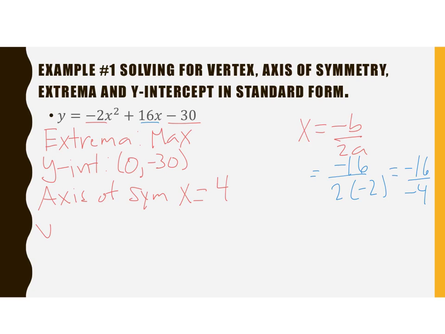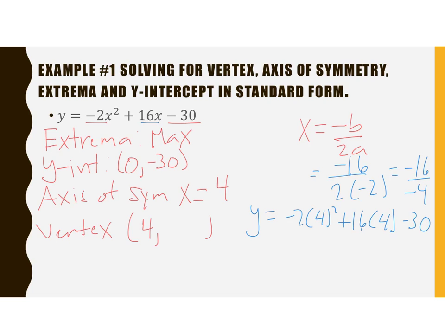Now once you find the axis of symmetry, you're halfway to finding the vertex. They share the same x value. So x equals 4 for the vertex. I just need to find the y value. I can do this by taking 4, plugging it back into the equation, and solving for y. So y equals negative 2, but instead of x squared, I'm going to plug in 4 squared, plus 16, instead of x, I'm going to plug in 4, minus 30.